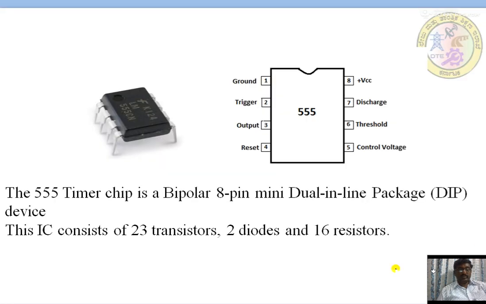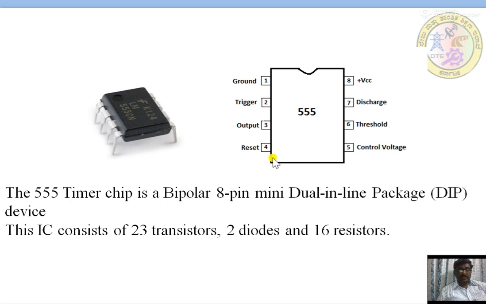So this one is the 555 IC, how it will look, and this is the pin configuration of a 555 IC. The 555 is a bipolar 8 pin mini dual inline package, that is a DIP device, and the IC consists of 23 transistors, 2 diodes and 16 resistors. That will be shown later.